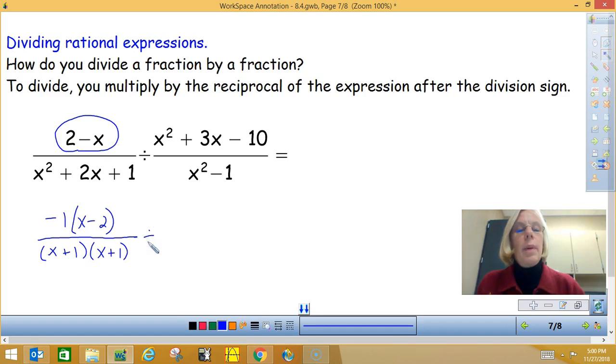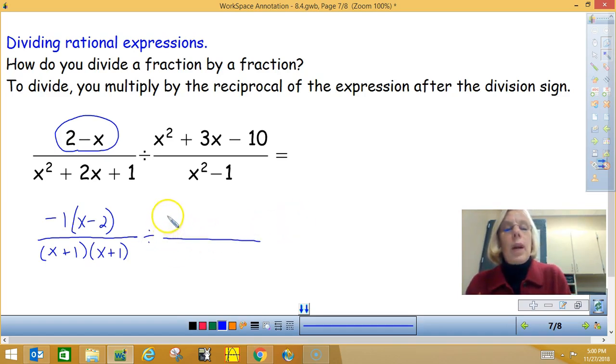Now I'm dividing by the numerator. I want factors of 10 with a difference of 3. I want the bigger factor to be positive, so it's x plus 5 times x minus 2. Then the denominator is a difference of squares, that is x plus 1, x minus 1.